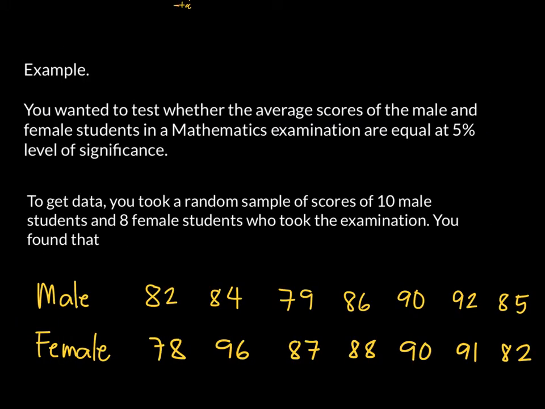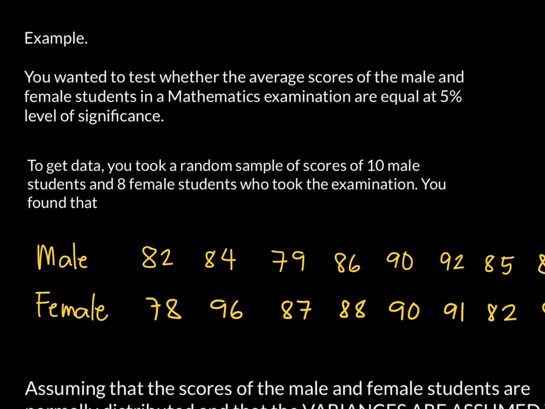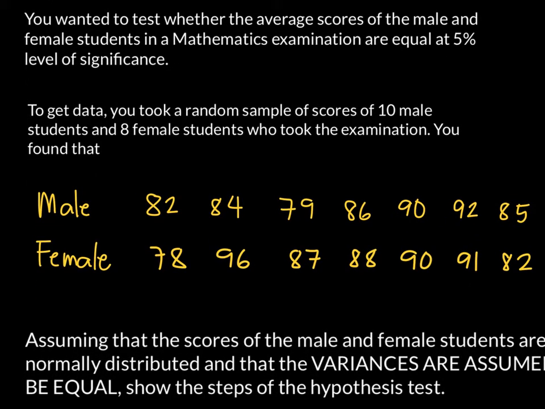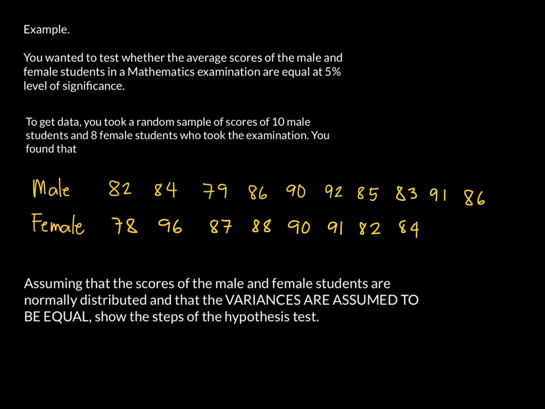So let's look at one example. Suppose you wanted to test whether the average scores of the male and female students in the mathematics examination are equal at 5% level of significance. So you obtain data by taking a random sample of scores of 10 male students and 8 female students who took the examination. The male students have the following scores: 82, 84, 79, 86, 90, 92, 85, 83, 91, and 86. While the female scores are 78, 96, 87, 88, 90, 91, 82, and 84.